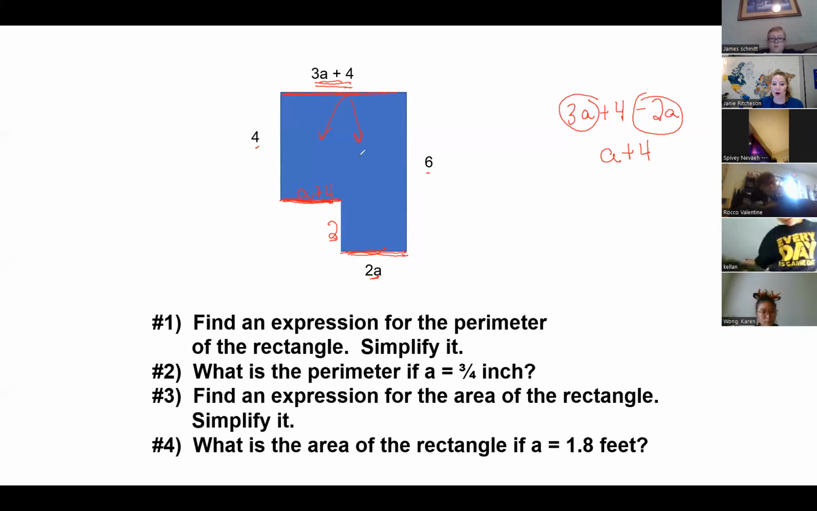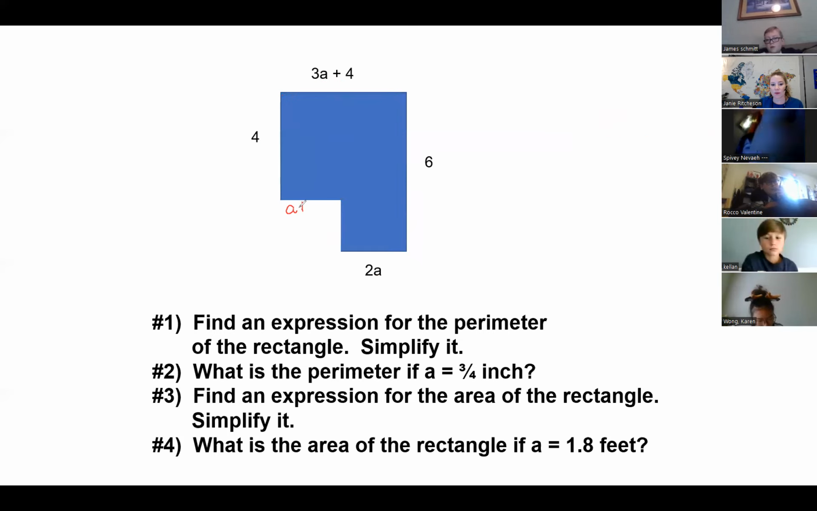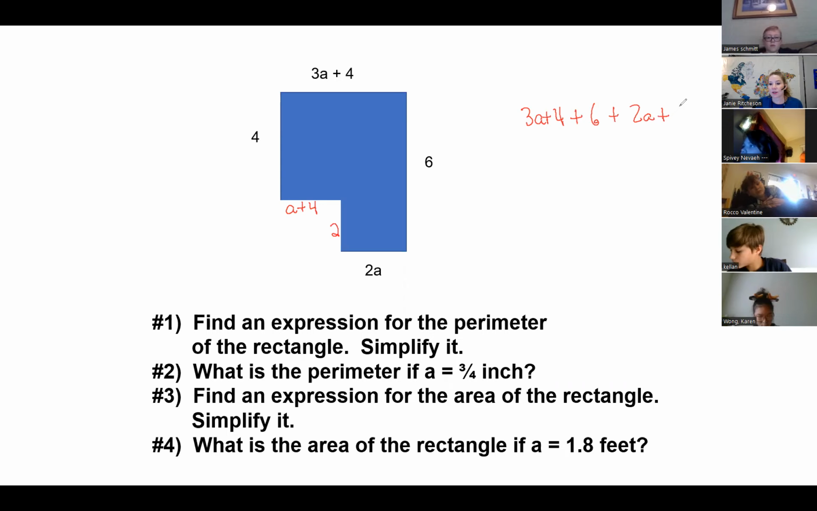All right, so now that we have all of our sides written, that looks a little hard to read. A plus 4, and this one was 2. Now that we have all of our sides labeled, we're going to go around the whole picture and add up all of those sides, right? We're going to do 3a plus 4 plus 6 plus 2a plus 2 plus a plus 4 plus 4. Woo, that's a lot of writing, you guys, but that's all of our sides.